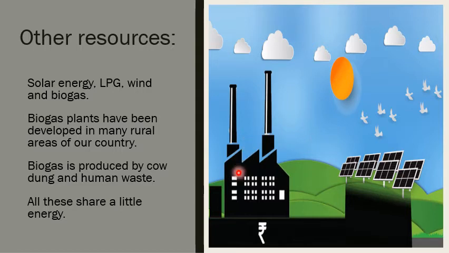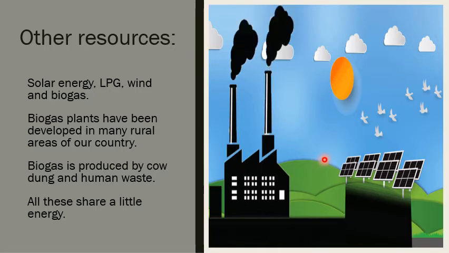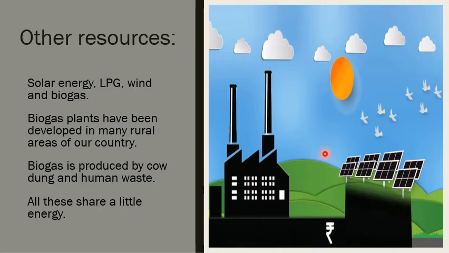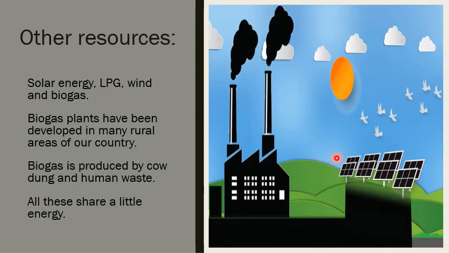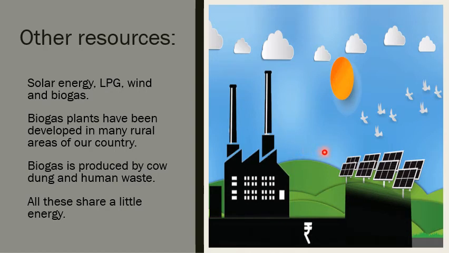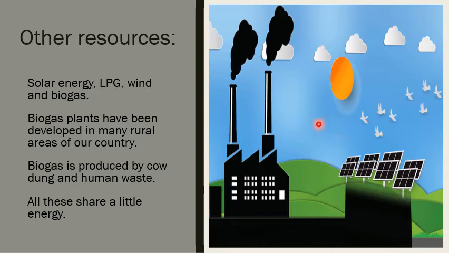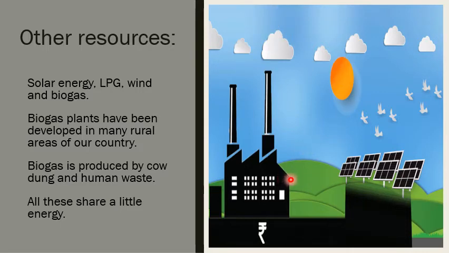Biogas is produced from cow dung and human waste. You might have seen cow dung used by rural people. They use it to make biogas, and there are many benefits of cow dung. So we must know that biogas plants use cow dung and human waste. All these share a little in energy. We must know that they are not a large source of energy in Pakistan. They share only a little energy with Pakistan.